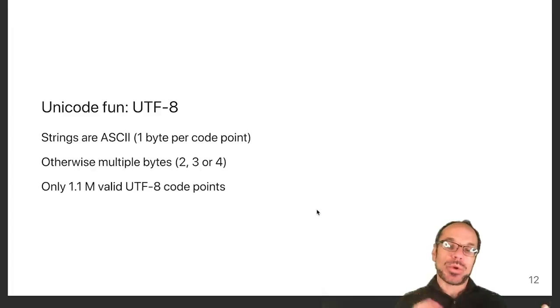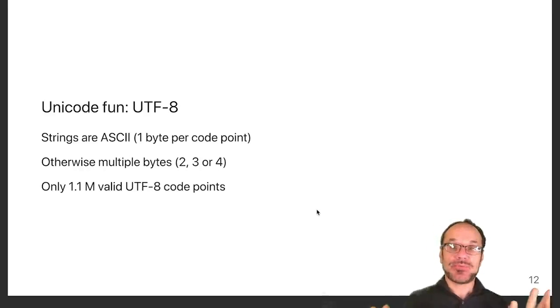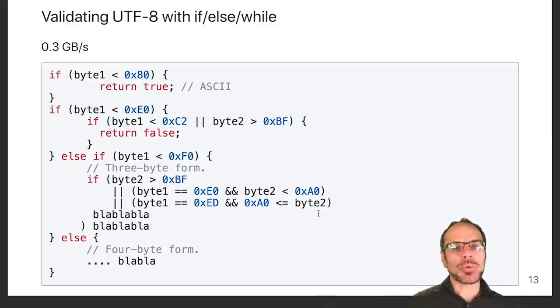Now, when you're building systems, you need to ensure that your data is valid, right? So if you're receiving some string from another system, before you ingest it and maybe store it in your database, you want to make sure it's actually valid Unicode. Otherwise, you may very well have garbage on your end. So you need to validate that the input bytes are valid.